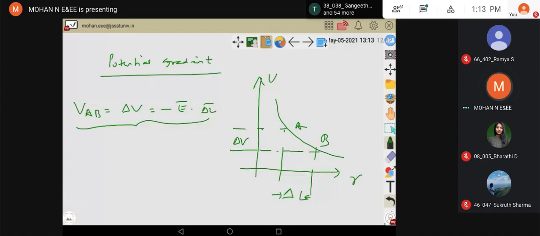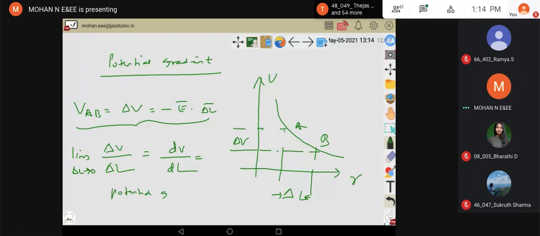that means you can find the rate of change of potential with respect to the distance, that is delta V by delta L, and you just have to extend the limits as delta L tends to 0. That is nothing but the rate of change of potential with respect to the distance. This is called the potential gradient, and this is the fundamental expression.